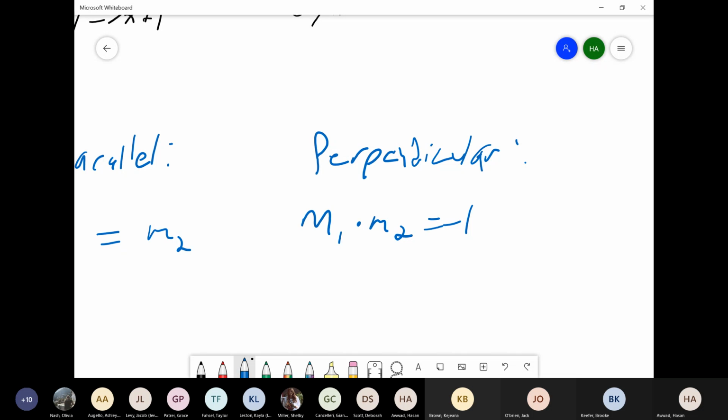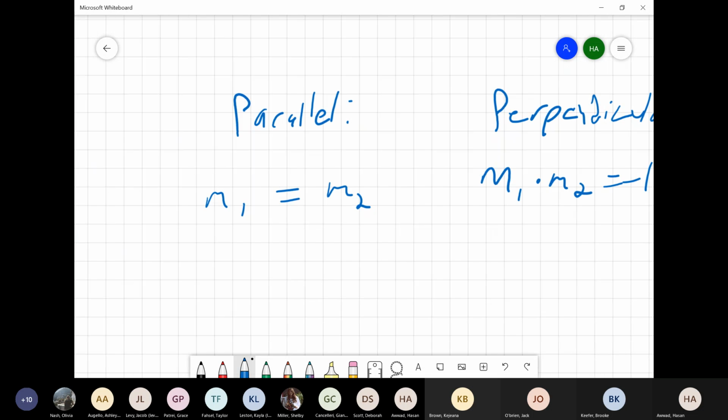There we go. If you solve for a specific slope, so if you solve for M1, that means dividing both sides of this equation by M2. And on the right-hand side, you would have -1 over M2. If you were solving for M2 instead, same thing. You're dividing by M1, and you would have M2 is equal to -1 over M1. The point is that they're negative reciprocals of each other, which means that when you multiply them together, you should get a -1.